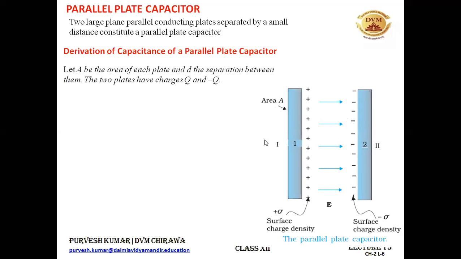Let's consider that we have a parallel plate capacitor, and the area of the plates of this parallel plate capacitor is capital A. And the charges present on these plates will be plus Q and minus Q. So one plate has a surface charge density plus sigma, so naturally it will have plus Q charge. That's the total amount of charge present on this plate. Similarly, minus Q is the total amount of charge present on the second plate, and its surface charge density is minus sigma.